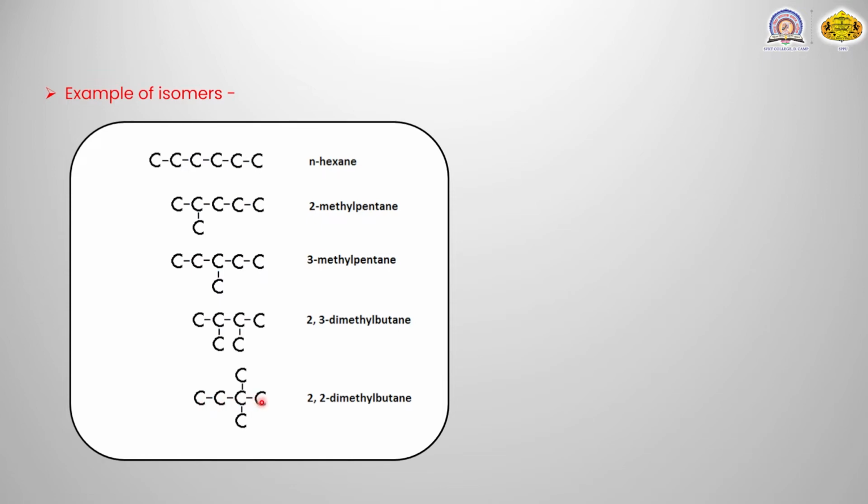So this is 2,2-dimethylbutane, having a parent chain of 4 carbons, and 2 carbons are attached to the second carbon. So all these structures have the same number of carbons, but the structural arrangement is different, meaning carbons are attached or branched to different carbons. This is an example of isomers having 6 carbons in their formula, but the arrangement of structures is different. So these are isomers of each other, and this phenomenon is known as isomerism.